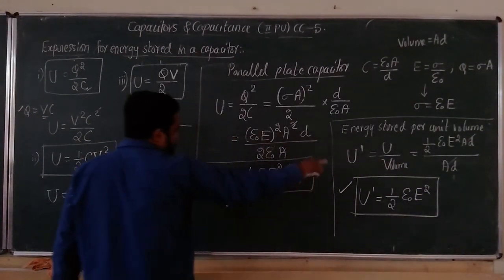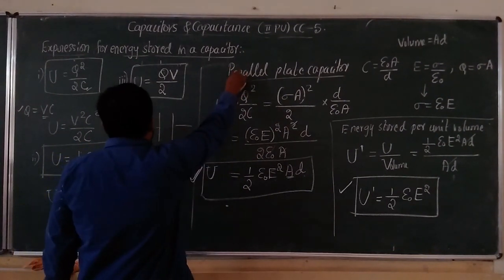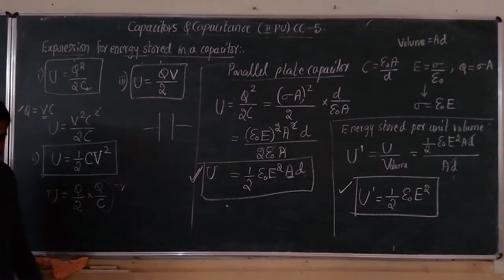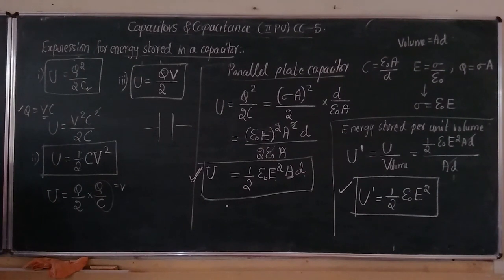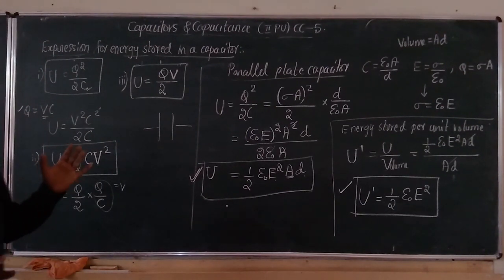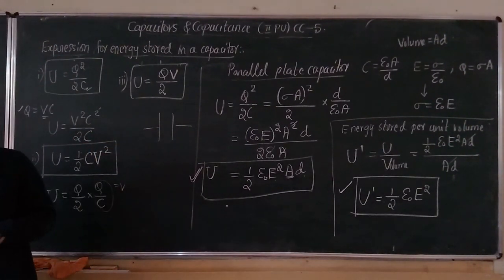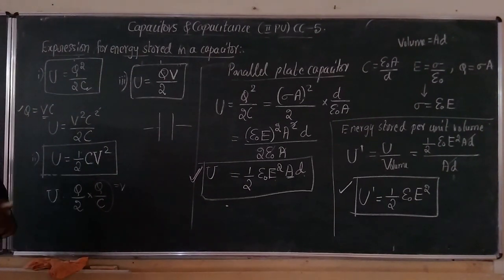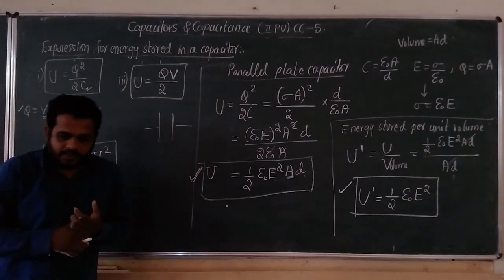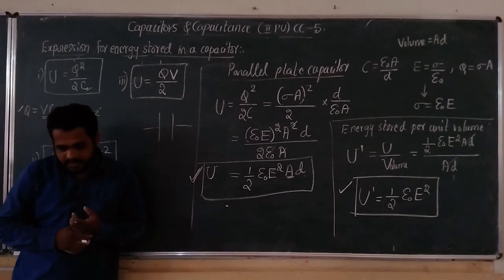Important equations: energy stored per unit volume, energy stored in a parallel plate capacitor, and different expressions for energy stored in a capacitor. I think it is clear. So this completes the theory part, that is capacitors and capacitance. Let us solve a few problems based on this concept, that is energy stored in a capacitor and also combination of capacitors. Few problems are remaining. Let us solve that.